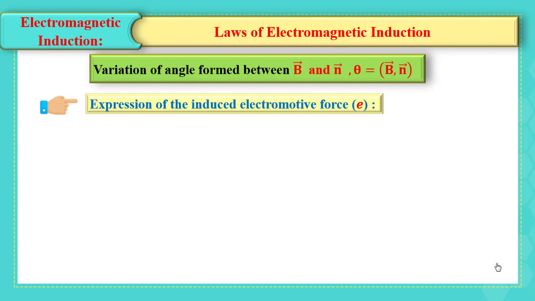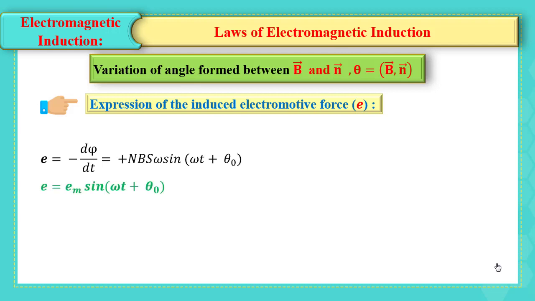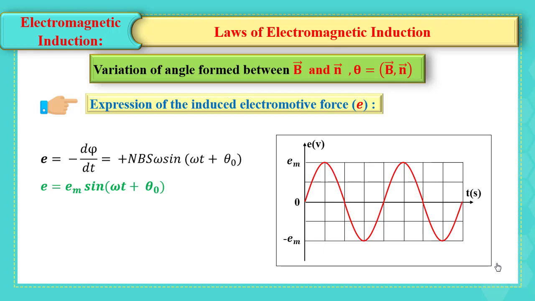Expression of the induced electromotive force E. E equals minus dφ over dt, equals plus NBSω sin(ωt + θ0), where the value NBSω represents the maximum value of the electromotive force. So the expression becomes E = Emax sin(ωt + θ0), which represents a sinusoidal alternating voltage, and the adjacent graph represents the expression where θ0 is equal to 0.